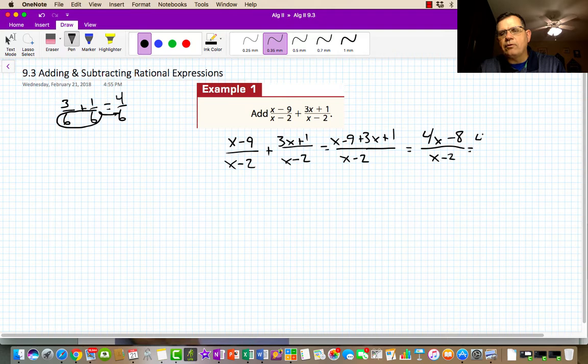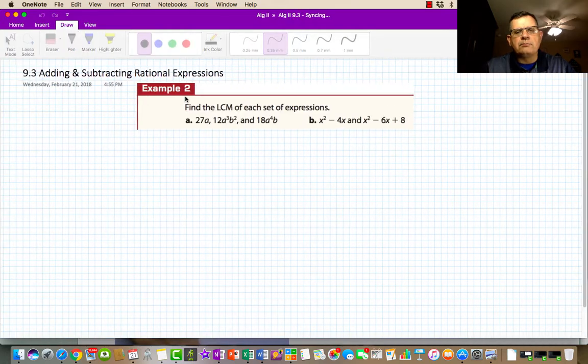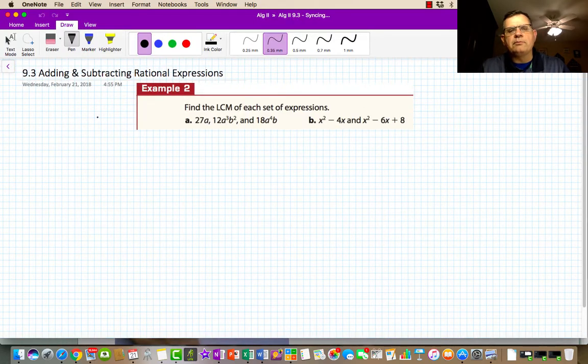Now we can factor a 4 out of the top, and it's 4 times (x minus 2) all over x minus 2. And before we cancel, we say our domain is x such that x is not equal to 2. And now we can cancel these two, and simplified is 4. Very similar to adding fractions. Next example, find the lowest common multiple of each of the set of expressions.